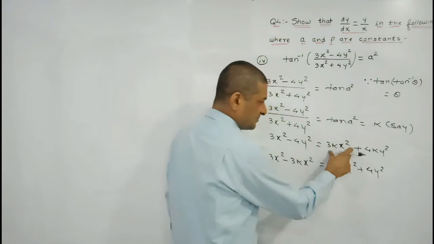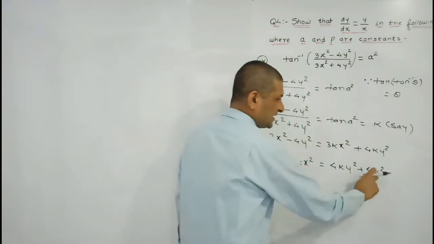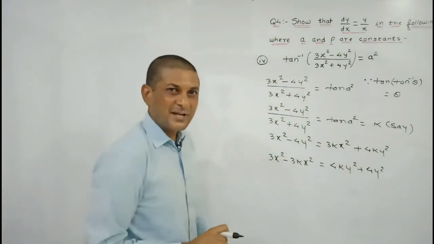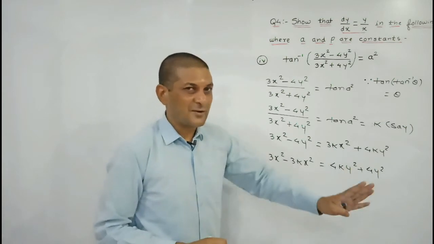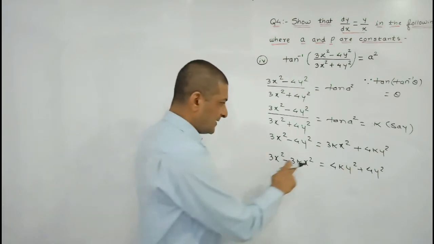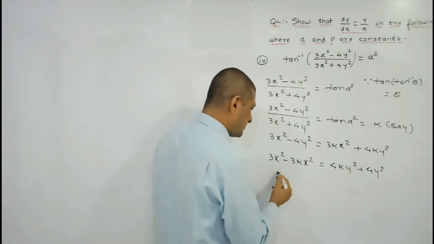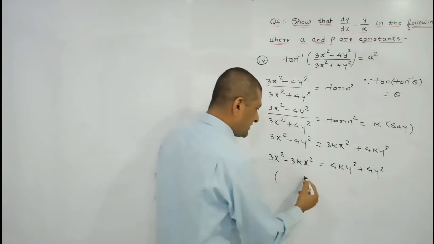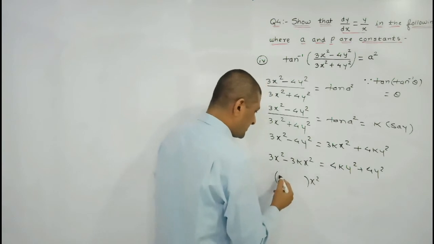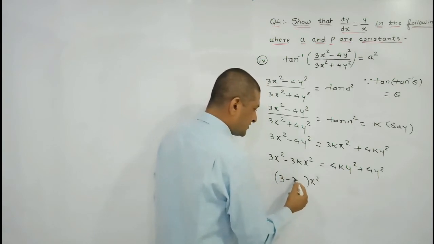ये प्लस टर्म इधर माइनस हो गई और ये माइनस टर्म इधर प्लस हो गए. Just we have tried to collect the terms of x square on one side and y square on another side. Now I am taking x square common, or better way take, okay, if we are taking x square common, so what we will get here? X square if we are taking common, so here we will get 3 minus 3k.